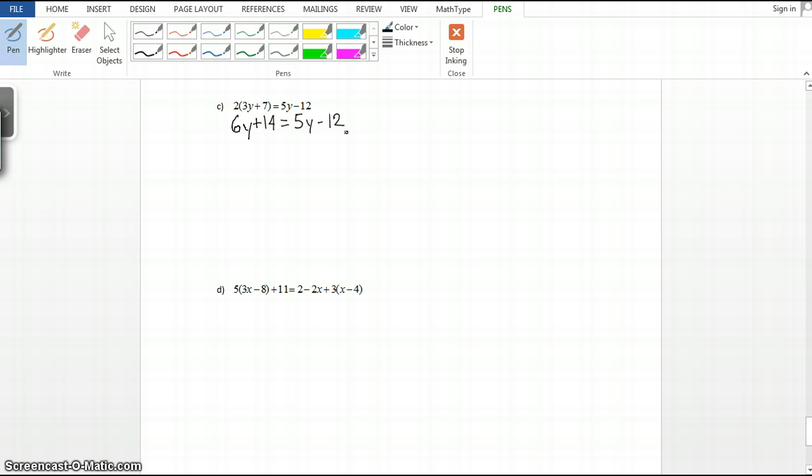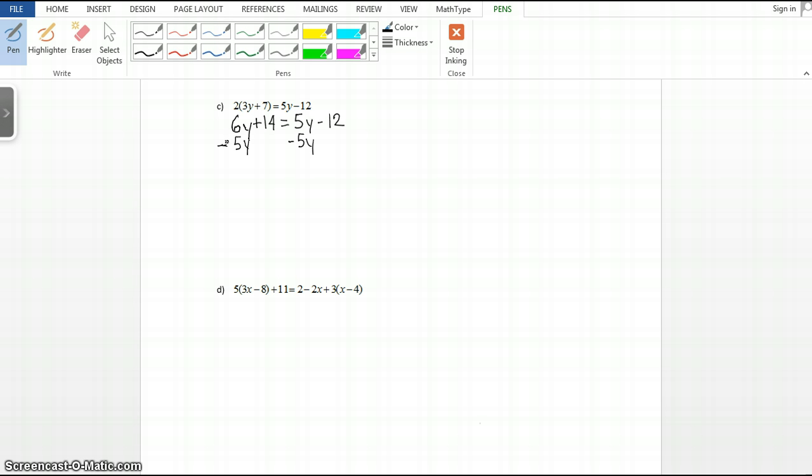Okay. Now, you see I have a variable term and a constant term on the left, and I have a variable term and a constant term on the right. So the next thing you want to do when solving equations, you want to put your variable terms on one side and your constants on the other. So let's go ahead and subtract 5y. Let's move these to the other side. Remember, whatever you do to one side, you have to do the exact same thing to the other side.